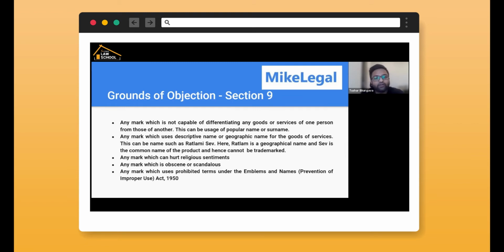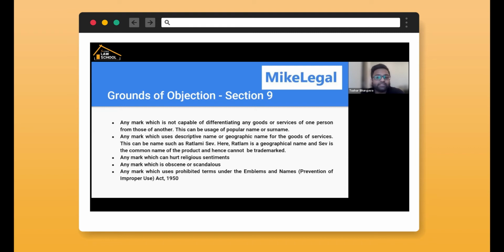Generally, there are two prominent sections on which the registrar, the examiner, raises an objection. The first and the absolute ground is the Section 9 objection, which basically means that any mark which cannot identify or differentiate any goods or service, like the name of a person, a popular surname, or even any term used in the common parlance of that business. I've given an example, Ratlami sev.